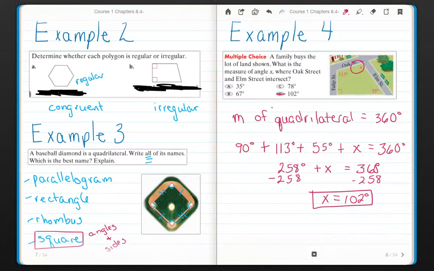Okay, that's it for examples. Complete your QCs and CYUs. If you have any questions, I'll answer them the next time I see you.